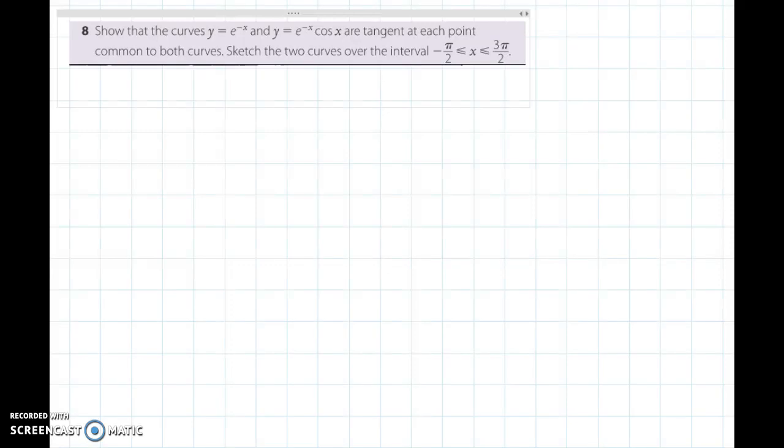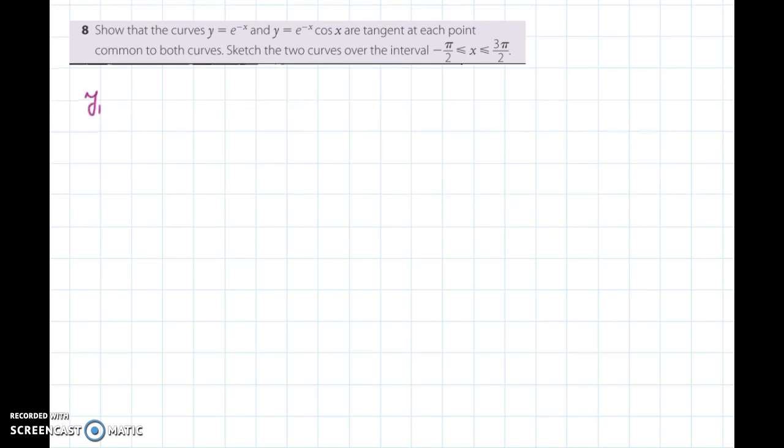Hello. This was a question from the assignment that gave you a little bit of trouble, at least to most of you. So I decided to go over it in this video, and so you can see what you were asked to do. It says, show that the curves, one is given by y equals e to the minus x. I'm going to write y1 equals e to the minus x because I want to distinguish them, and the other one y2 equals e to the minus x times cosine of x. We want to see that these two curves are tangent at each point common to both of them.